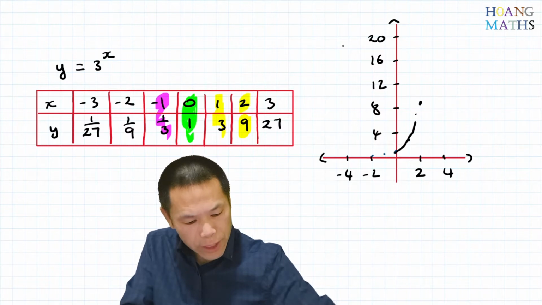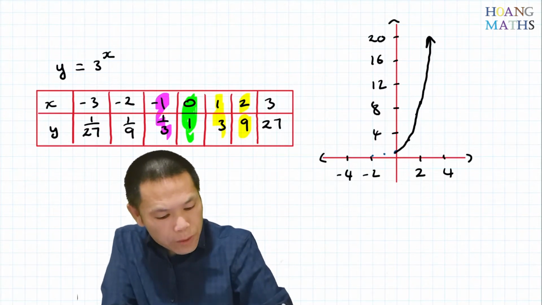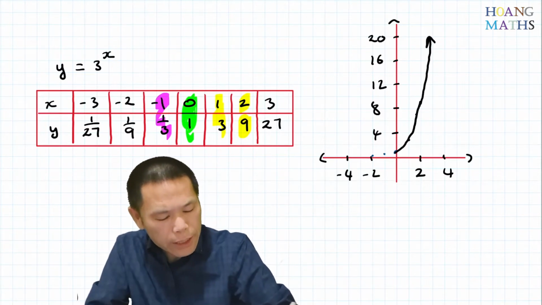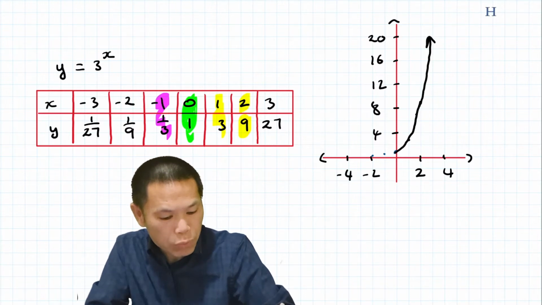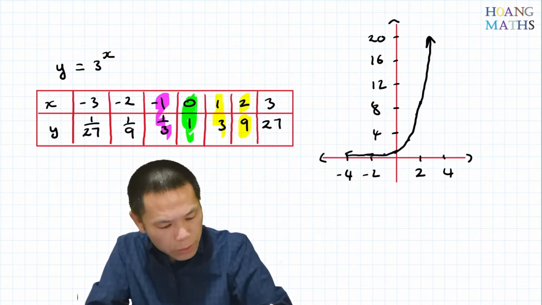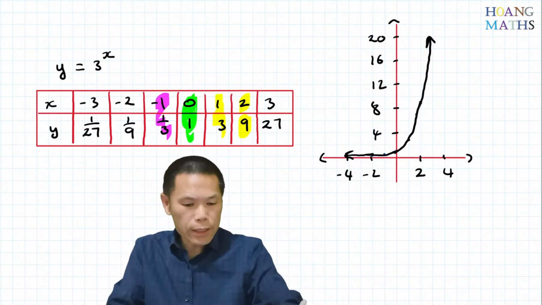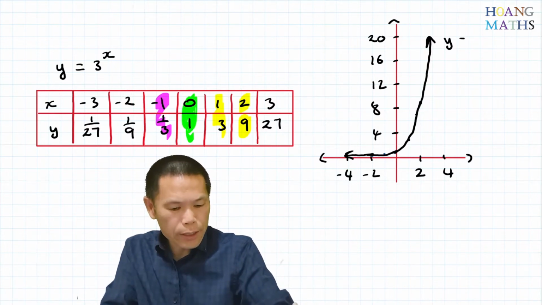So just a rough sketch, okay? So just go all the way up, something like that. And then we join these points. And the line cannot hit the x-axis. It's just approaching, okay? So just remember that. There you go. And the line is just approaching it. So there you go. So this is y is equal to 3 to the power of x.